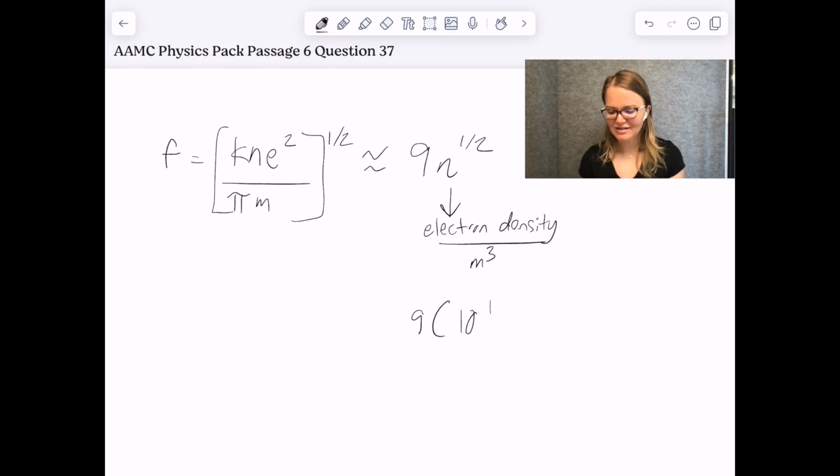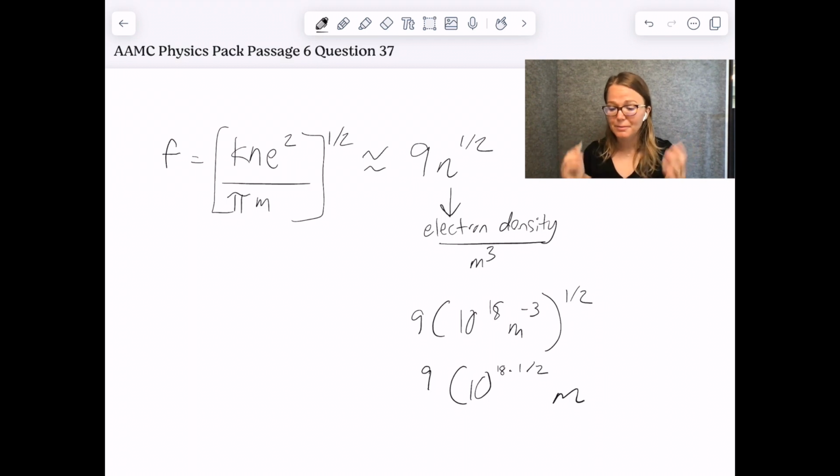If we have 9 times 10 to the 18th, all of that per cubic meter, all raised to the 1/2 power. And remember those fractional exponents, that's the same thing as saying the square root of all of that quantity in the parentheses. When we have fractional exponents, we can just multiply the fractional exponent by any exponents inside the parentheses that it applies to. So in this case, we're going to keep that 9 out front, but for the 10 to the 18th, we take 10 to the 18th times 1/2. And then of course we have to do the same thing for our units, meters to the -3 times 1/2.